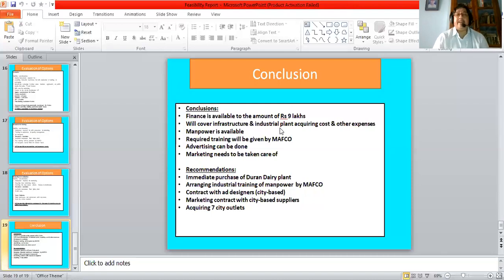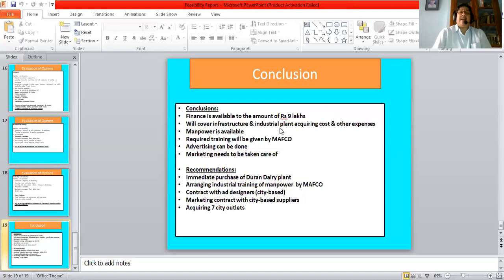Now, what will be the constructive recommendations made on the basis of this report? First of all, the immediate purchase of Duran dairy plant. If there's going to be a takeover, then better not wait for long because Duran dairy farm is in the market, so it might be snapped up by somebody else. Suppose somebody else buys it, it will be very difficult for the organization to arrange for an alternative dairy plant which is in the process of being sold. So snap it up or acquire the Duran dairy plant as quickly as possible.